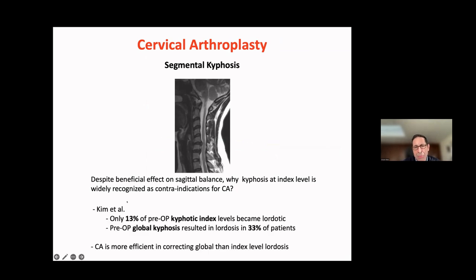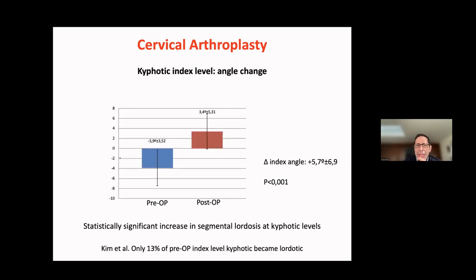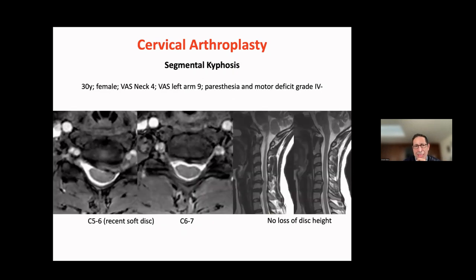And this is basically based on the KIM study that showed that only 13% of pre-op kyphotic index levels became lordotic. It's much easier to reconstruct global lordosis from global kyphosis than at index level. We looked at 23 of our patients with 25 kyphotic levels, and there was a significant increase in segmental lordosis at every kyphotic level. This is in stark contrast with the 13% of the KIM study. And there was also a non-significant increase in the global C2 to C7 angle.